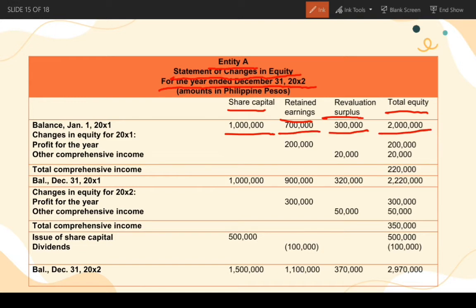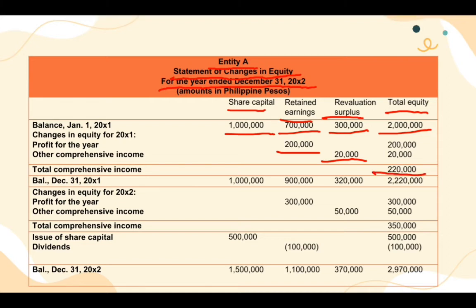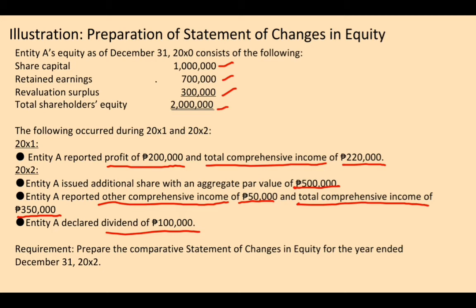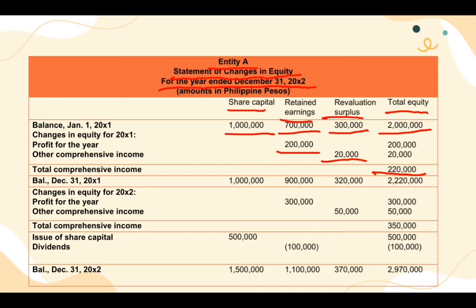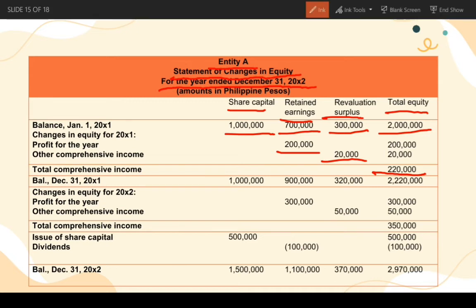So, changes in equity for 20x1, profit for the year 200,000, other comprehensive income 20,000, and then total comprehensive income ay 220,000. So base rin naman to sa given sa problem. So entity A reported profit of 200,000 and total comprehensive income of 220,000. So, ito yung profit, 200,000, and then yung total comprehensive income na 220,000.